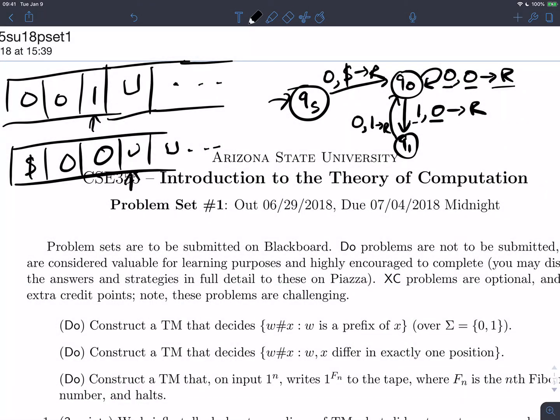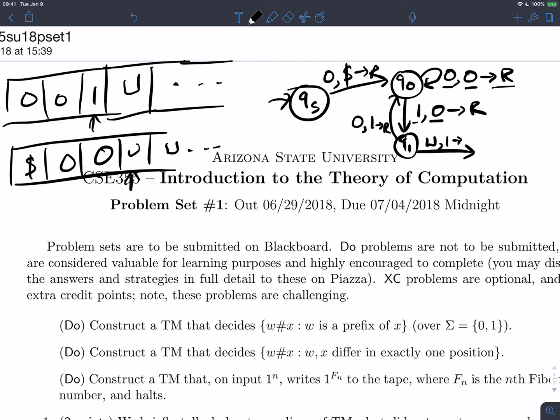I'm looking here, and I see a blank. Did we handle the blanks yet? No, so we need a blank. And from here, what should I write? A 1, right? Because that's the character I just saw. And here, I think the best decision is to go left.